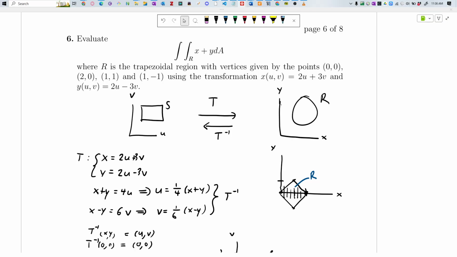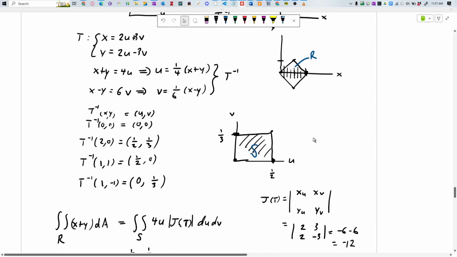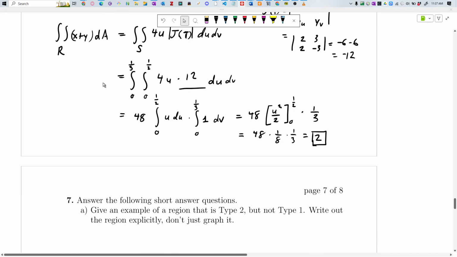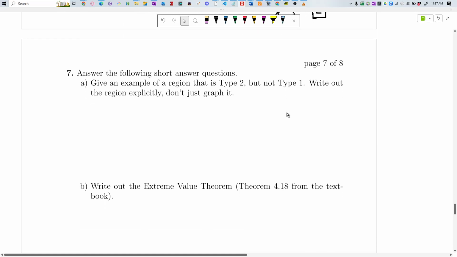So x plus y, where x and y run from its parameterization, the function x = 2u + 3v, y = 2 - 3v, with u ranging from 0 to a half and v ranging from 0 to a third, gives you the value 2. Okay, Mathematica agrees. I'm 90% certain. Okay.